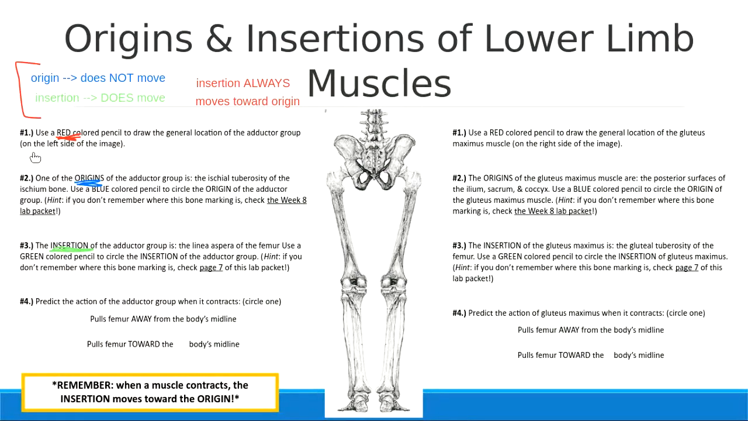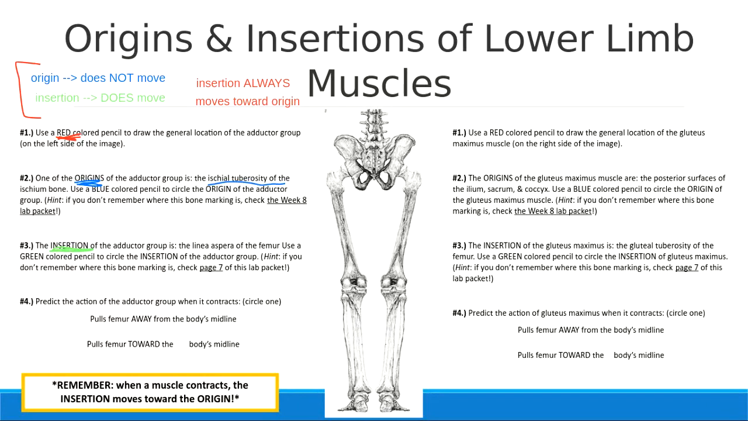So we're going to keep that in mind when we're trying to figure out where in the world the bone markings are that we are labeling as our origins and our insertions. So let's pull out, I'm going to change colors to blue here. I'm going to start with my origins. So my origins, remember, are the places that do not move when this muscle contracts. When I talk about the origin of the adductor group, I just have one. This one origin is called the ischial tuberosity of the ischium.